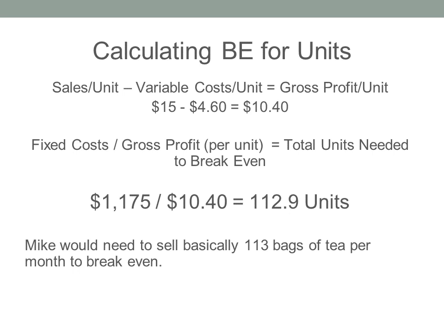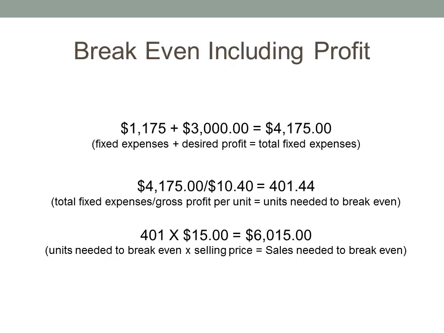And so that is going to equate to sales of $1,695. So in order for Mike to break even for the month, he has to sell 113 bags of tea at $15, which is going to equal $1,695.